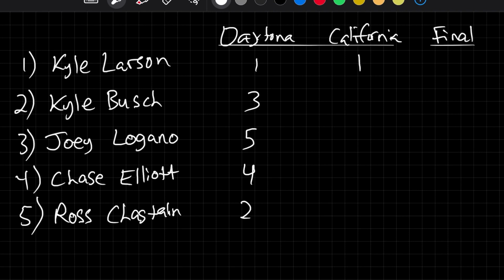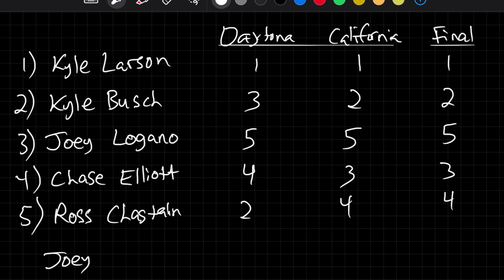Then at California, let's say that Kyle Larson ranked 1st in that race also. And Kyle Busch ranked 2nd in that race. And Joey Logano ranked 5th. Chase Elliott ranked 3rd. And Ross Chastain ranked 4th. And let's say that their final rankings after those first 2 races, Kyle Larson's 1st, Kyle Busch is 2nd, Joey's in 5th, Chase is 3rd, and Ross is 4th.